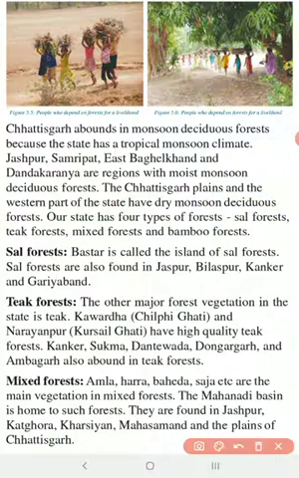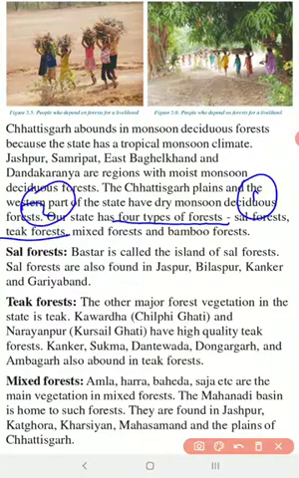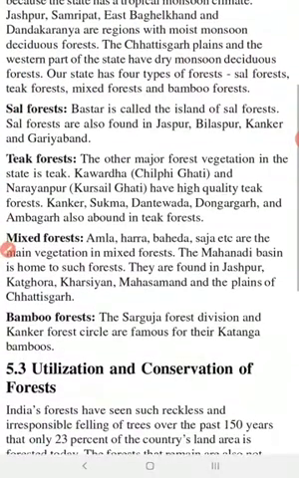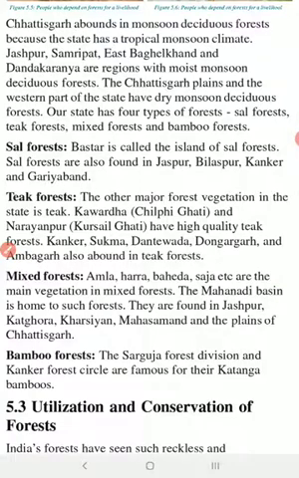Based on this moist monsoon forest and dry monsoon forest, our state has four types of forest: one is Sal Forest, another is Teak Forest, another is mixed forest, and another is bamboo forest. Now we will study these kinds of forest in our state. The first one is Sal Forest. What is Sal Forest?